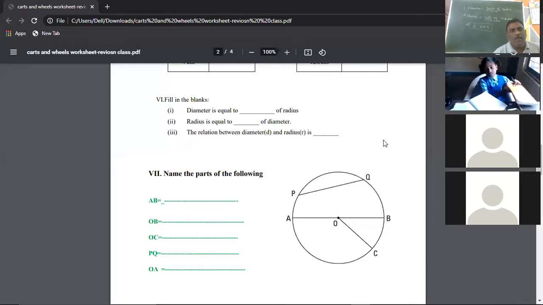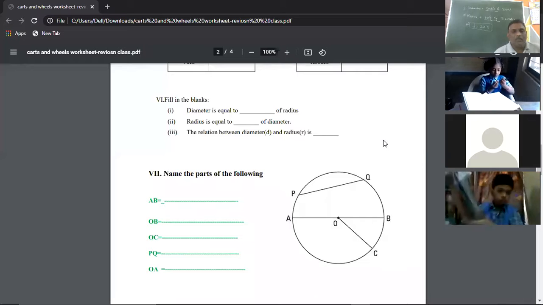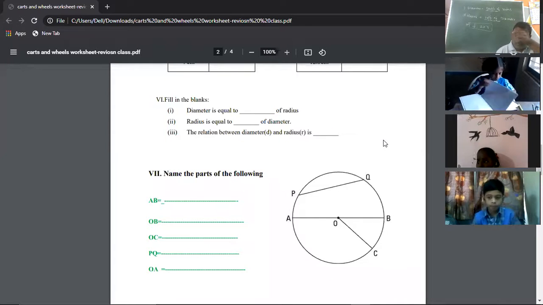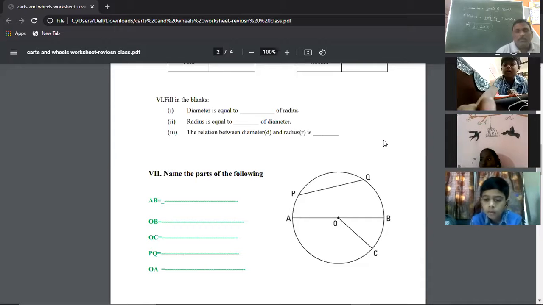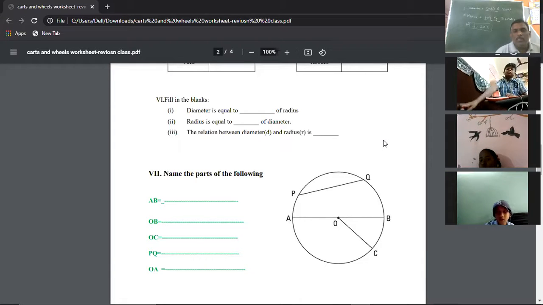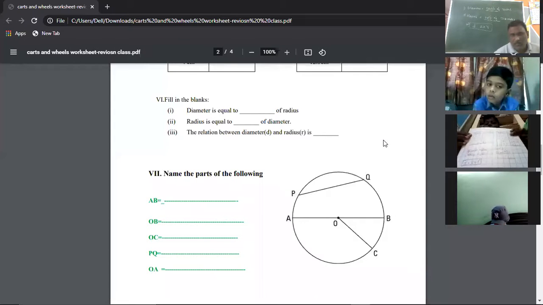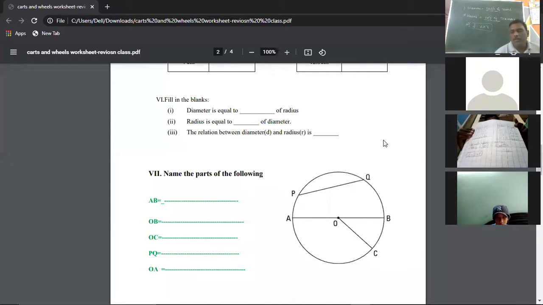Take a compass or a bangle. Draw the circle. PQ, AB, OC, everything you have to mention there. You read it in the regular class also. You have to name it. What is AB in the diagram? AB is called diameter.